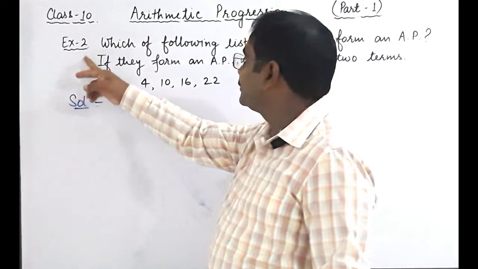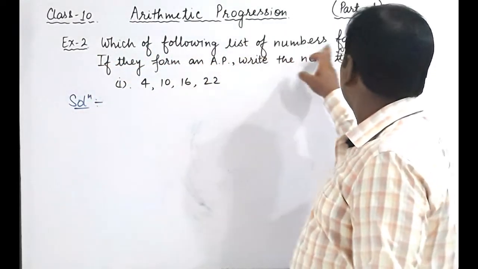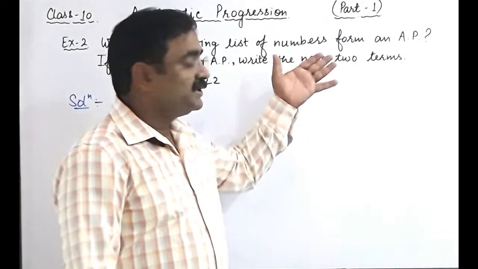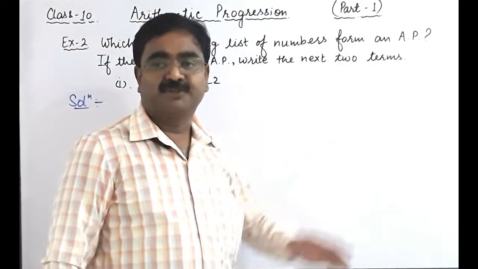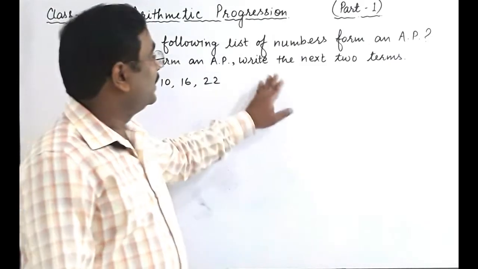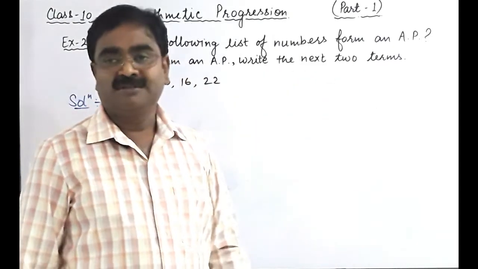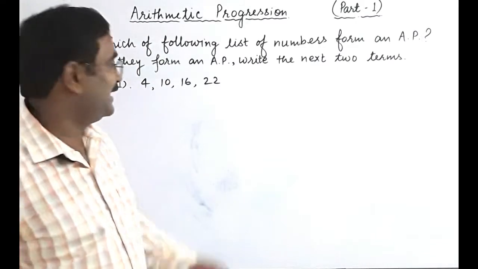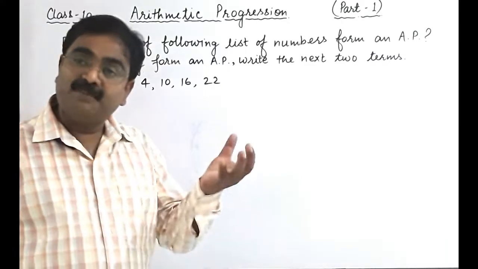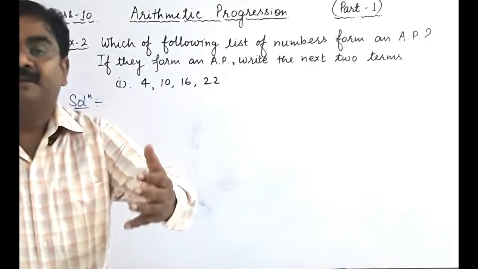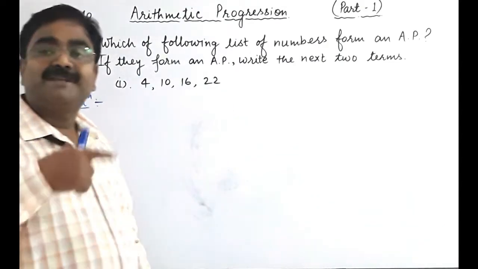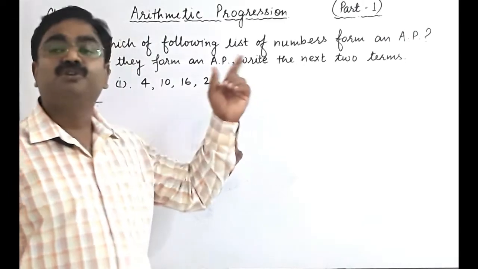In this, the question is given: which of the following lists of numbers forms an AP? First of all, we have to decide which series are arithmetic progressions, and if they form an AP, then write the next two terms. Like in this, there are 4 terms. If it is an AP, first we will decide that the given series, the given progression, is an arithmetic progression. After deciding it, we have to find the next two terms also.